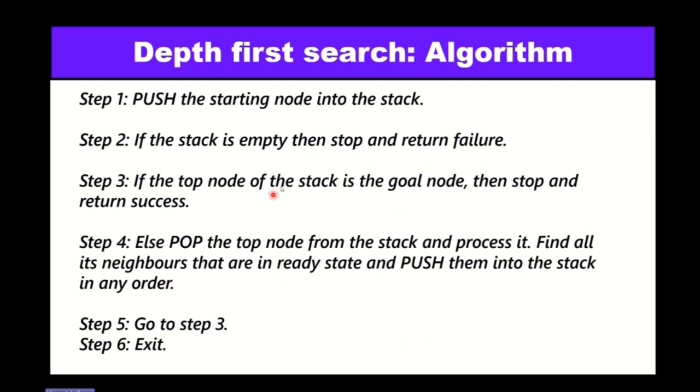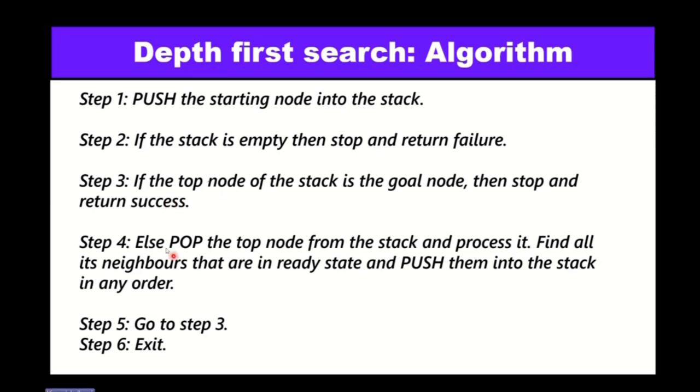So push the starting node, that is the root node, into the stack. Now check whether the stack is empty. If the stack is empty, the search cannot be done, so we have to go back, right? Then check if the top node is the goal node. If it is the goal node, stop, and your search is successful.